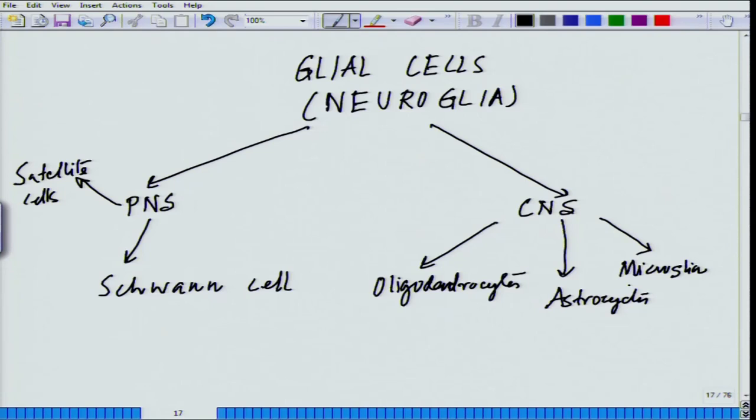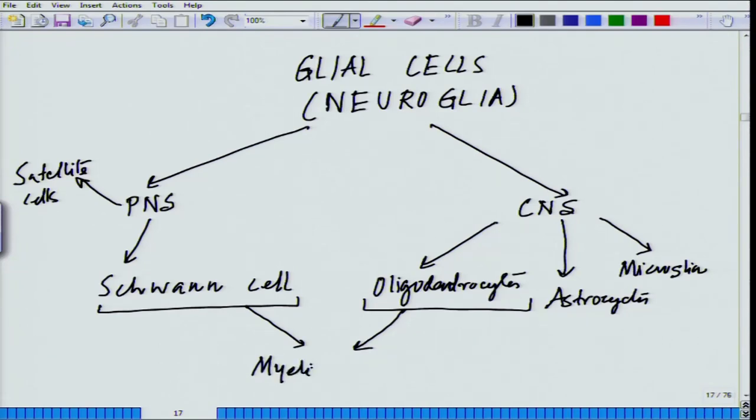Now, what role do these individual cells have to play? So, we will take up these two cells first, the Schwann cells and the oligodendrocytes. Both Schwann cells and oligodendrocytes are involved in myelination.